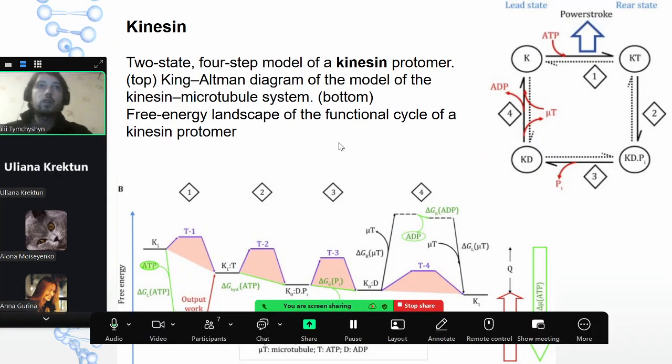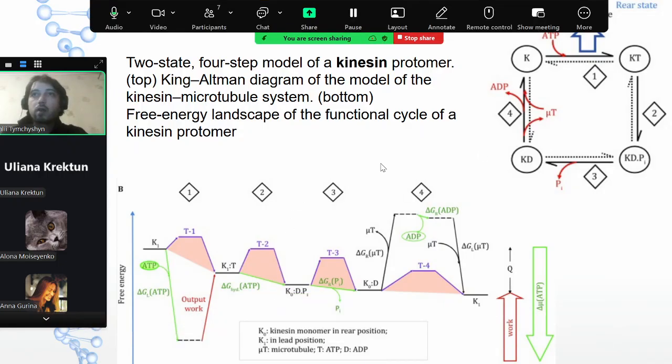And here, just for comparison from the same article, is a different protein that can move, kinesin. Here you see the two-state and four-step model for the kinesin promoter and the King-Altman diagram. That's the King-Altman diagram of the kinesin microtubule system. And you see on the bottom the free energy landscape. You see that it looks a little bit different.